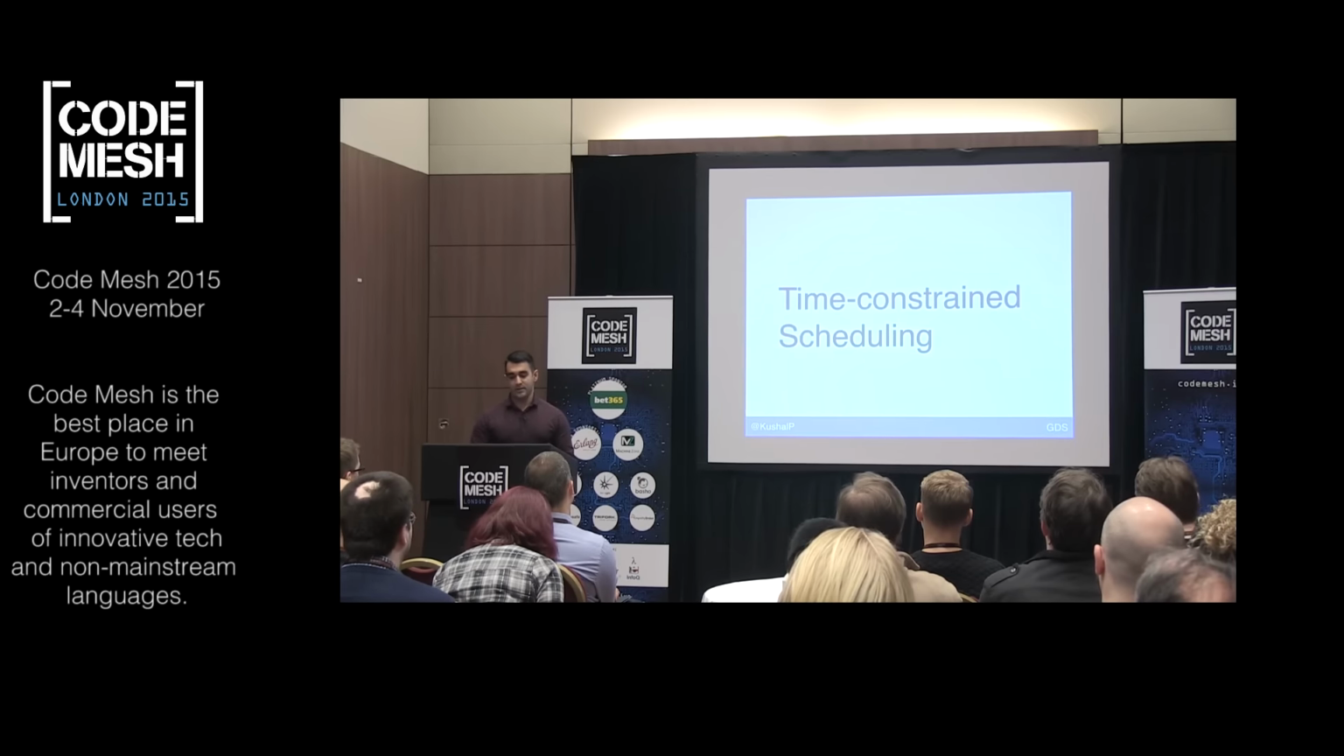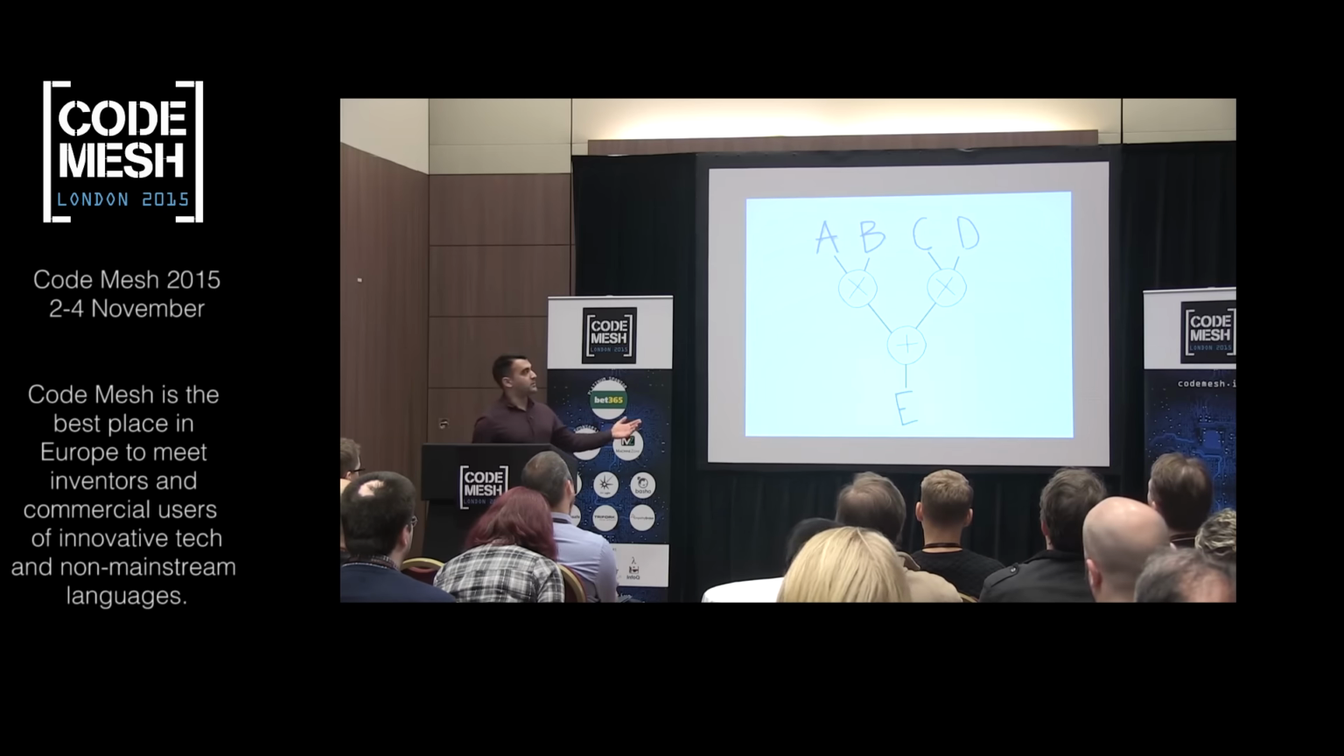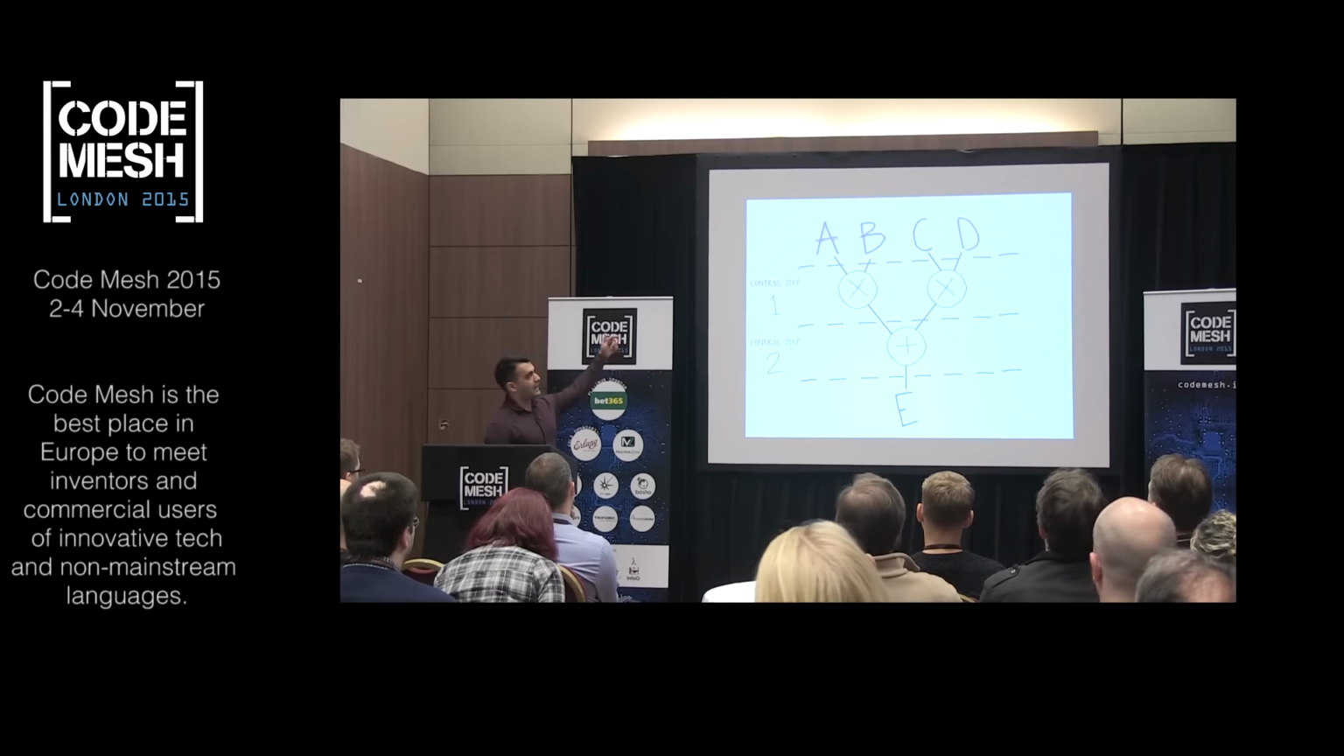Now, there's a time-constrained scheduling, where you might want all operations completed within a finite number of steps. So I've picked 2 here. So if we take, again, the same diagram, and we chunk it up into 2 steps, we know that to complete everything in 2 steps, we'll need at least 2 multiplication units, so we can parallelize those operations, and then at least 1 addition step. Everyone with me so far?